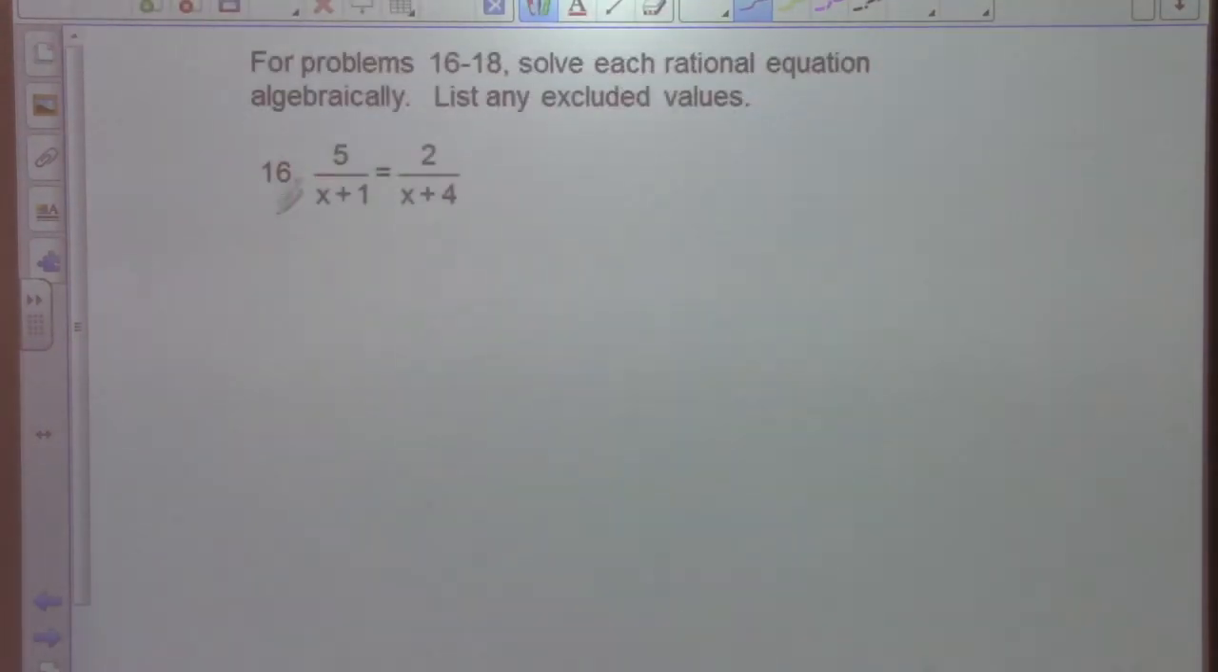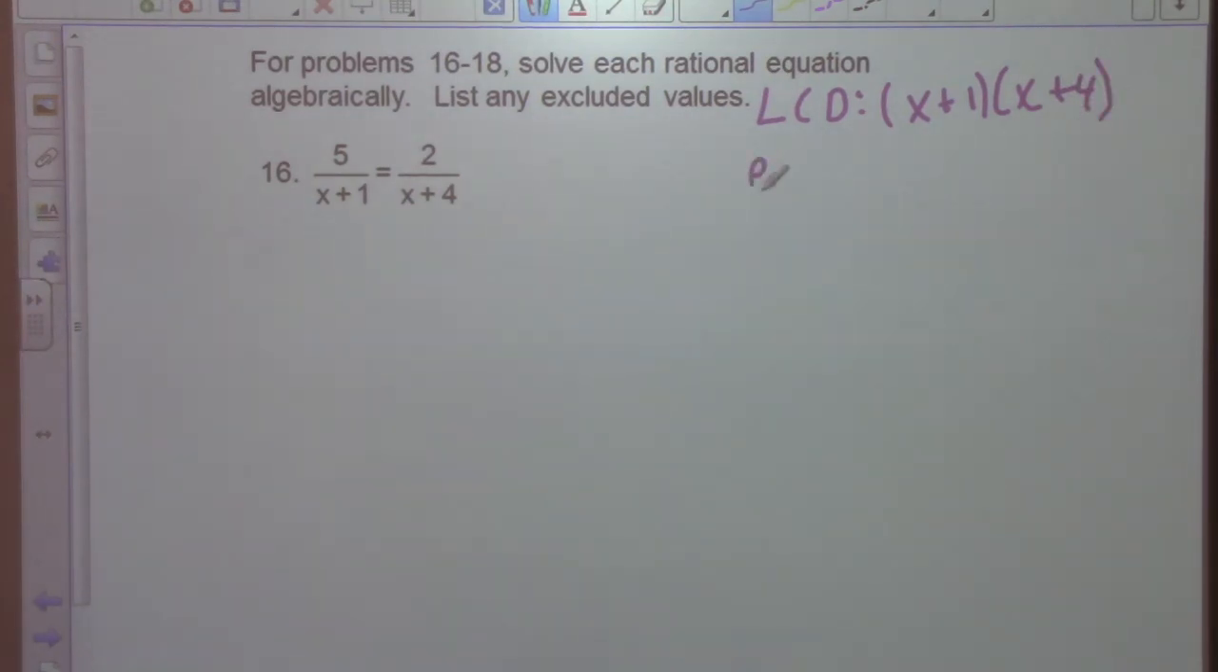Okay, next. This last portion here is solve each rational equation algebraically, list any excluded values. So what do we need to do to solve rational equations? We need to have what? A least common denominator. So let's go ahead and mark it. Addie says least common denominator. What's our least common denominator here? X plus 1, x plus 4.